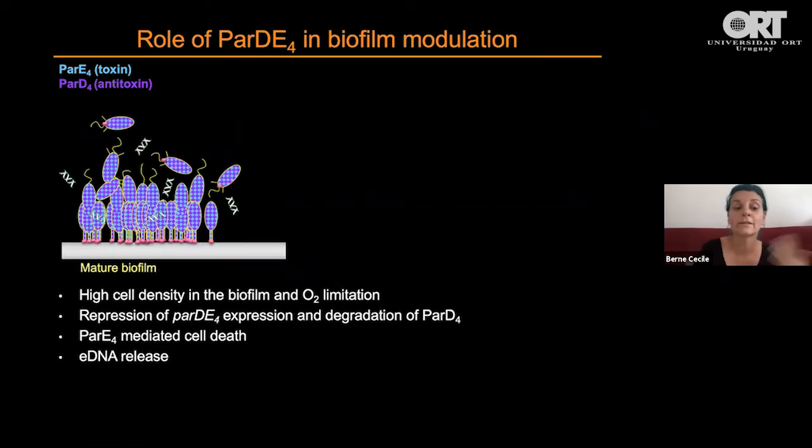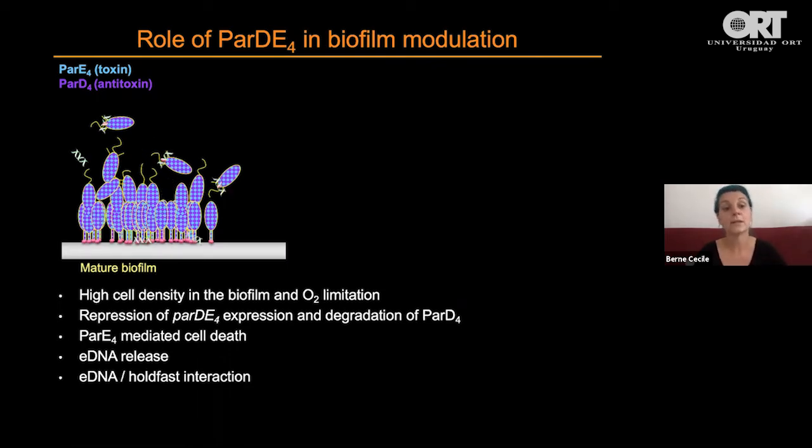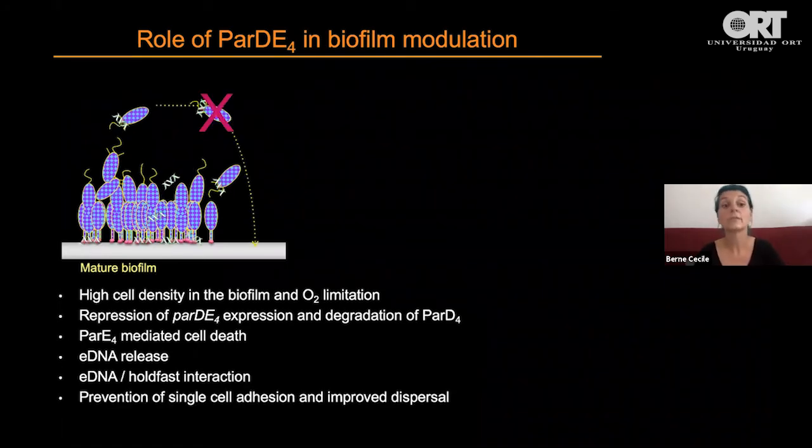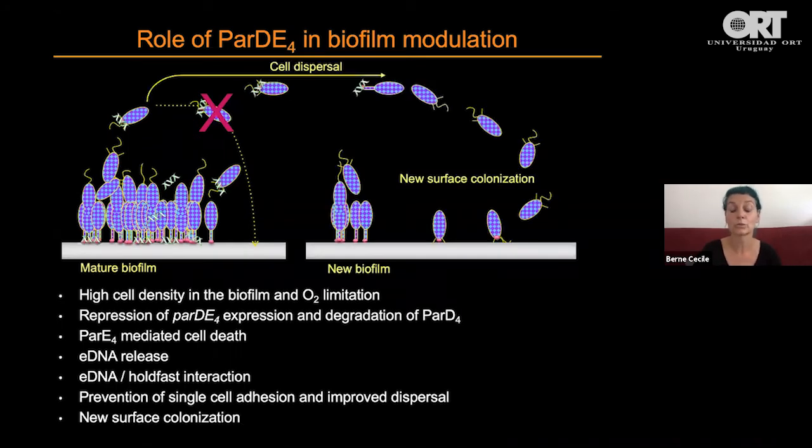Dead cells mean they will have eDNA release within the biofilm. The eDNA will stick to the old holdfast, which means the new cells can't stick to the surface. They don't have a choice, they have to disperse. And then when they disperse, they can divide, and the new cells can eventually find a new surface and grow a new biofilm somewhere else.